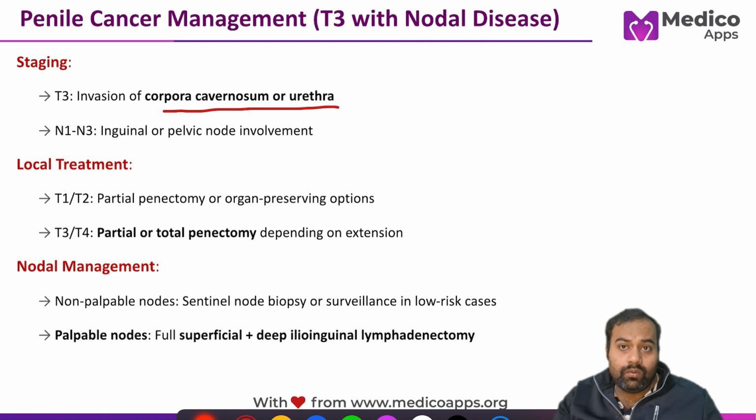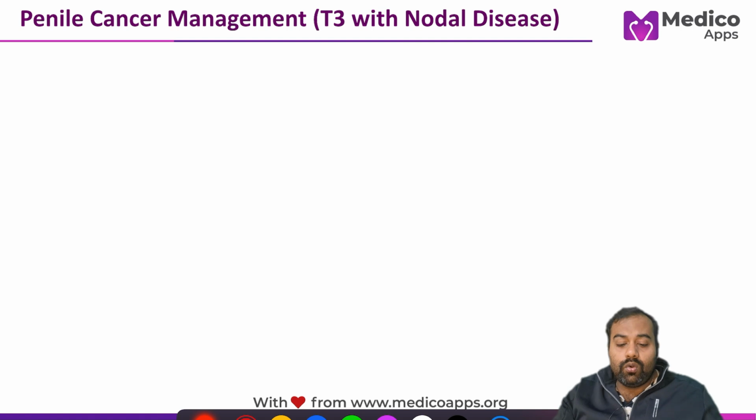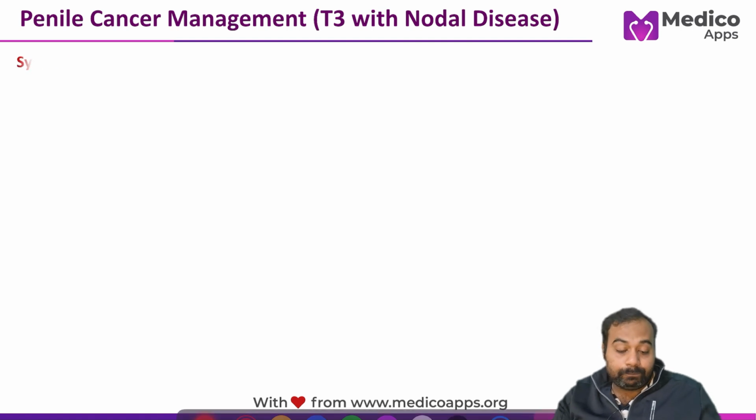Now, the indication of the pelvic dissection or the pelvic lymph node dissection is warranted in case of more than or equal to 2 lymph nodes involved at the inguinal level, or if there is an extracapsular extension. In that case only, we have to go for the pelvic lymph node dissection. So this is the overall nodal management in that case.